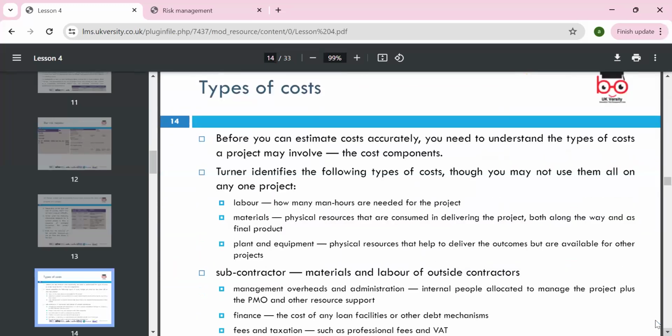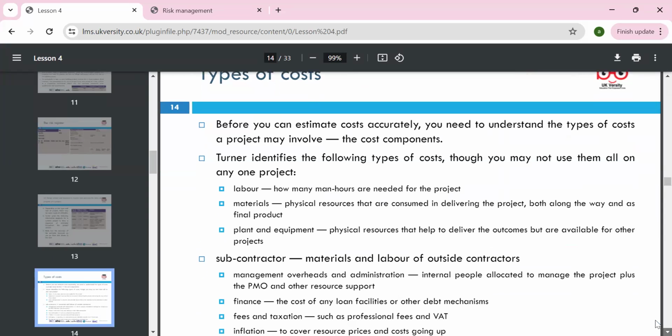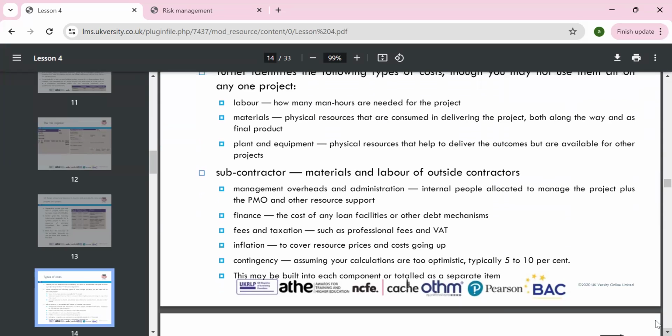Types of cost can be fixed cost, where the cost stays the same, and variable cost, where the cost will change. There can be opportunity cost, labor cost, material cost, and plant and equipment cost. All these costs need to be estimated and made, and subcontracted, while the material and labor management is overhead and administration.